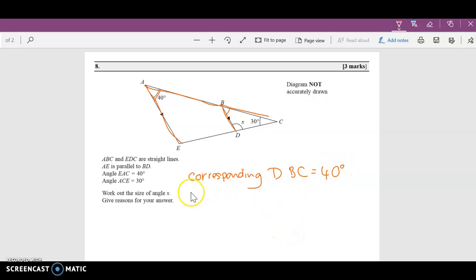Then I'm going to use my angles in a triangle rule. So could you use your angles in a triangle rule to have a go and find out X? Okay then, the triangle rule means that they add to 180 degrees. So if I add 30 and 40 together, I get 70, therefore 180 minus 70 leaves me with an angle of 110, and that is what X is.